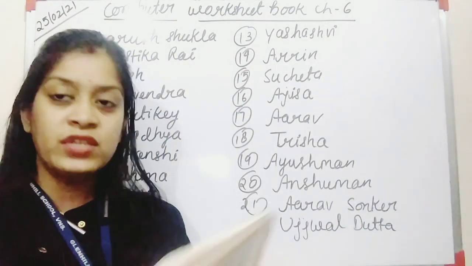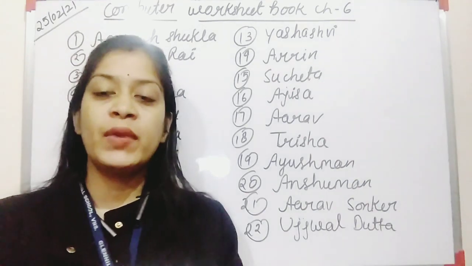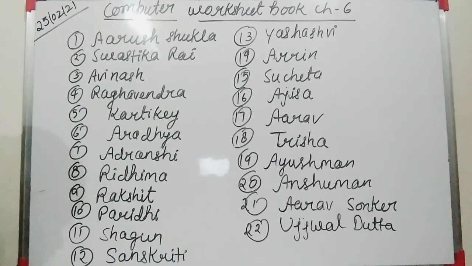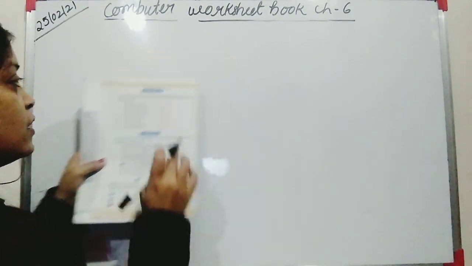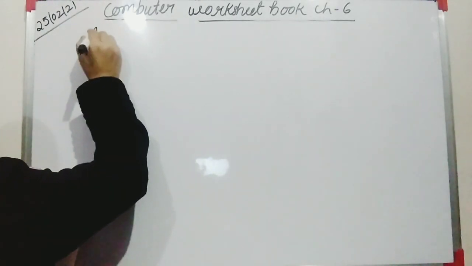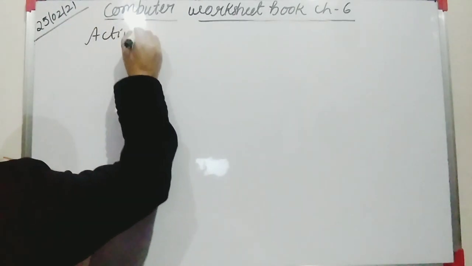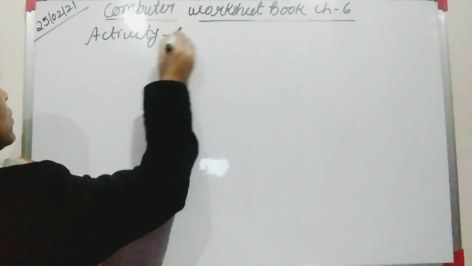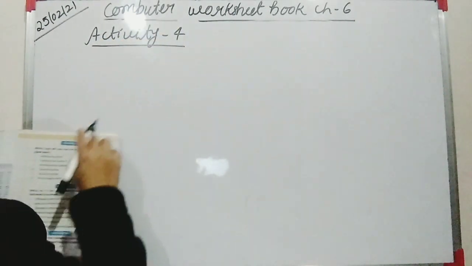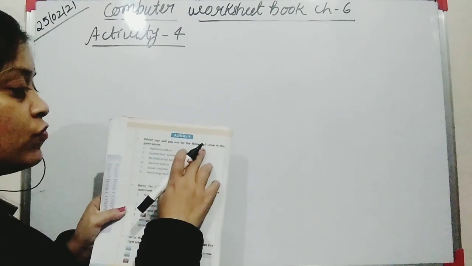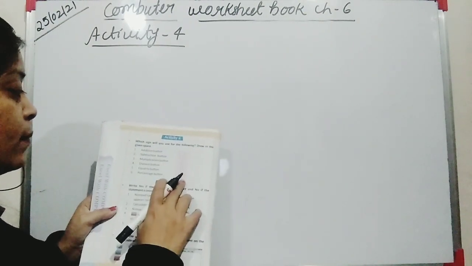Okay, on page number 18, open your worksheet book, page number 18. Well done, all of you students. Now you can see page number 18, activity 4 from chapter 6. Which sign will you use for the following? Draw in the given space. Okay.